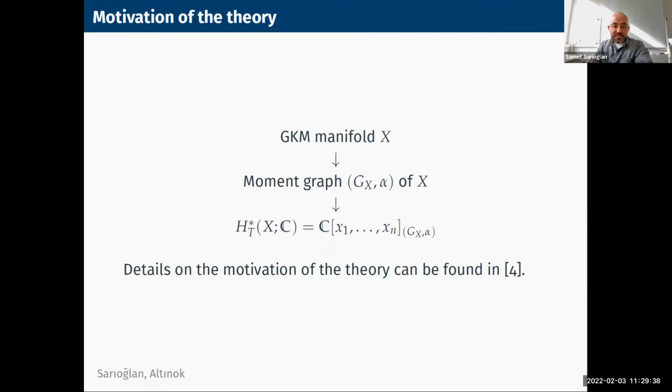The generalized splines arise from algebraic topology and algebraic geometry. If you have a GKM manifold X, you can find its moment graph G_X alpha, which is an edge labeled graph, and then the equivariant cohomology of X is just the same as the generalized splines on G_X alpha with the base ring, polynomial rings with complex coefficients. Details on this motivation of the theory can be found in the paper of Julianna Tymoczko. I can put it in the references, you can see it.